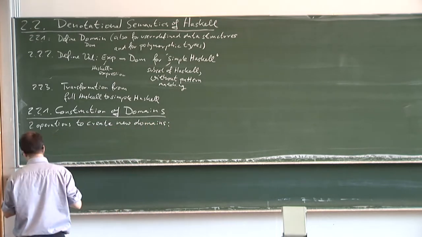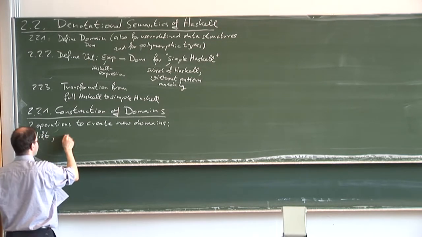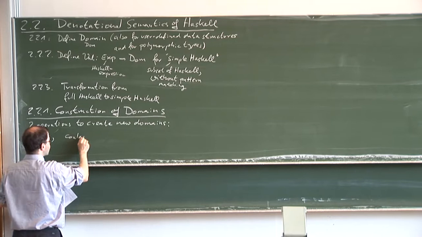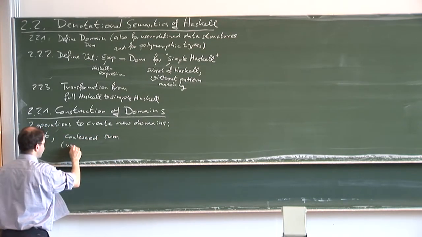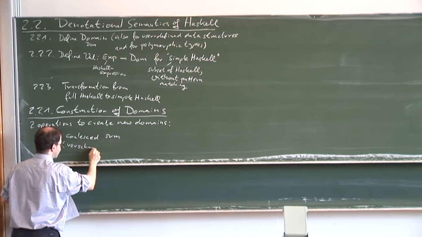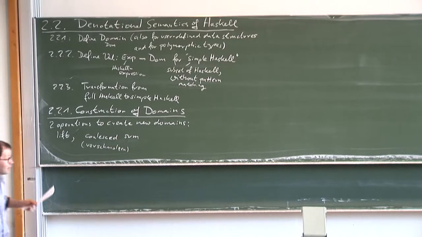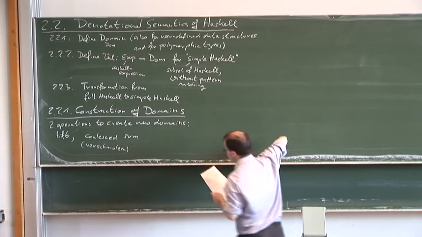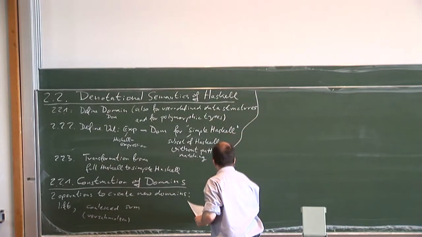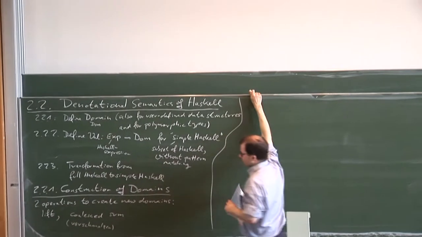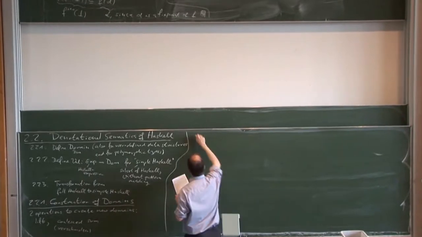These two operations are called lift and coalesced sum, Verschmolzene Summe in German. So coalesced means verschmolzen. Okay, let's define the lift. The lift is something very simple. The coalesced sum is also not very complicated, but the lift is even easier. And we need these two operations to get a new domain from a domain that we already have.